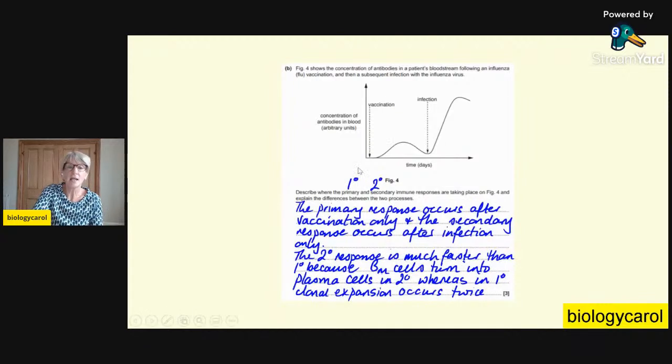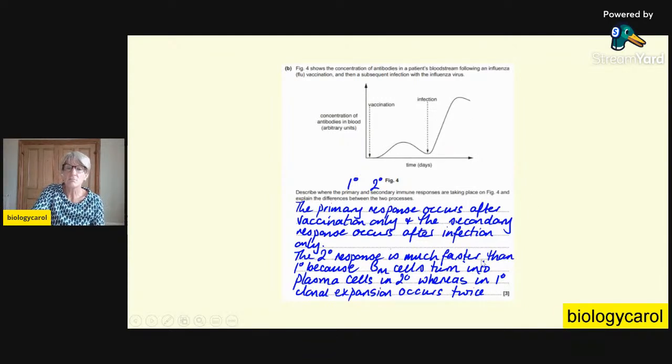So I'm saying here how I am abbreviating primary and secondary. I've got fed up of writing it down here and I realized I could have saved myself a bit of time. Primary response occurs after vaccination only. So it doesn't occur here, it only occurs here. And the secondary response occurs after infection only. So I'm just trying to make it really clear.